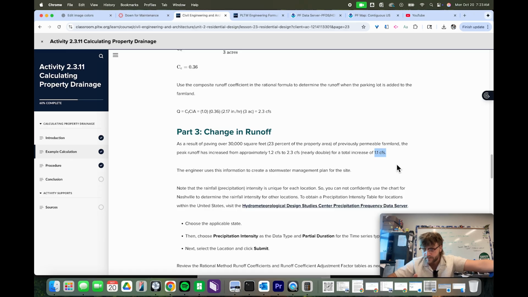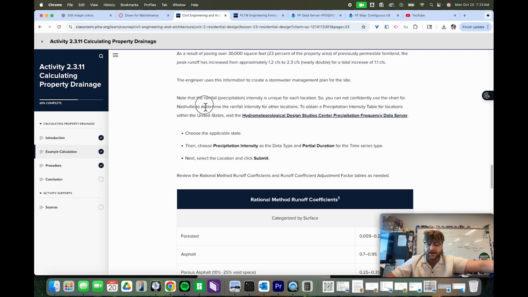And so just as we talked about in class, the engineer would need to end up coming up with a stormwater management plan for the site, because obviously we don't want to end up having that additional increase of 1.1 cubic feet of water per second leaving this property for this particular storm.